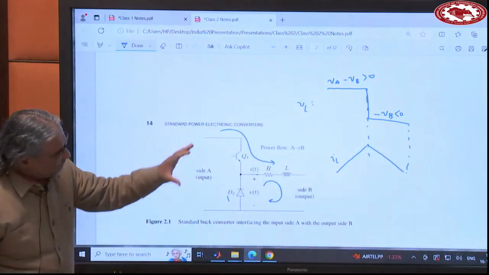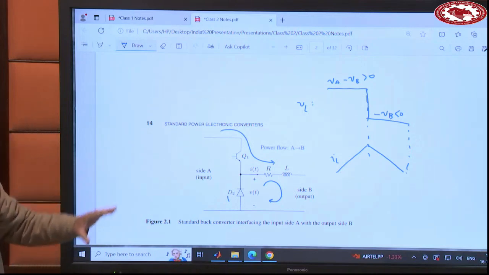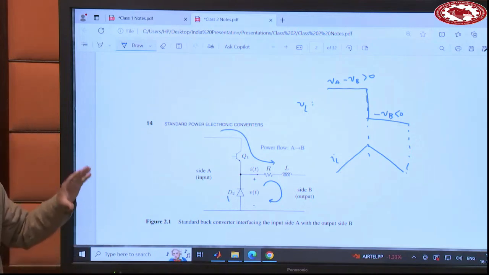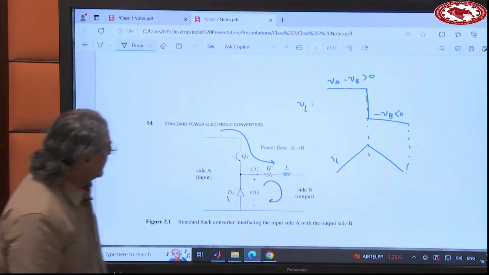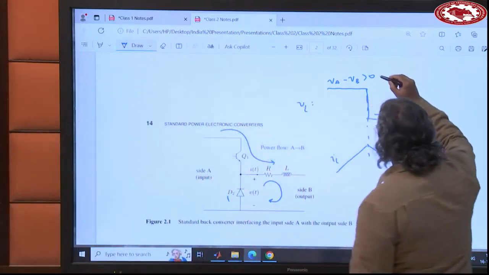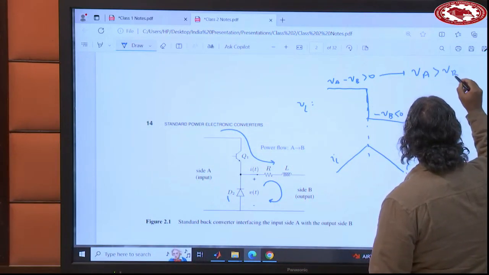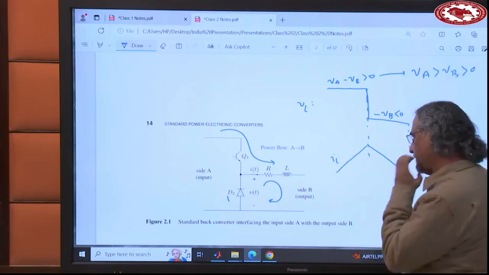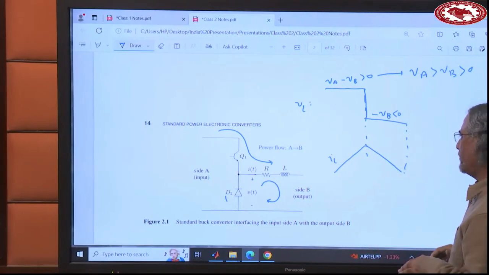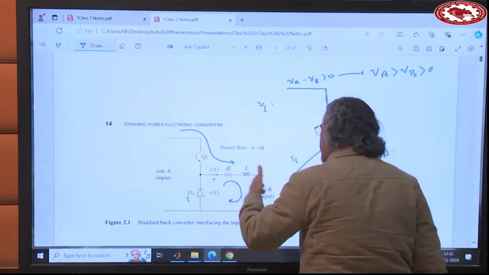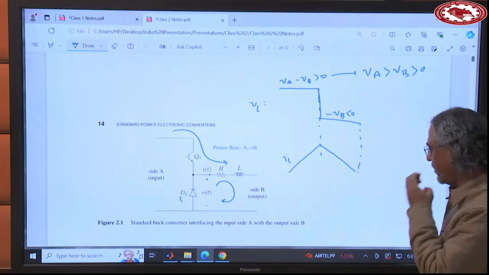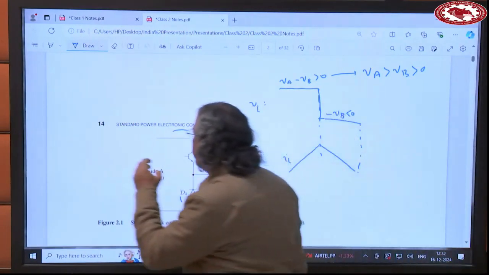So now you have a stable situation. The current can go up and can go down. You can control it, right? So for that reason, VA should be larger than VB. And this should be positive, right? So that's why it's called a buck converter. This voltage has to be larger than this voltage in order to operate. Okay.